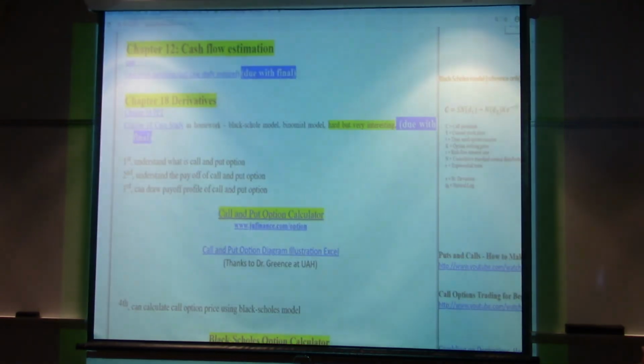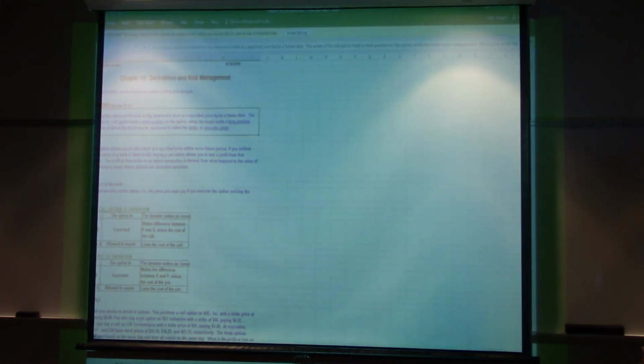So this case, later you can turn it in like that. Just make sure that you turn in everything.